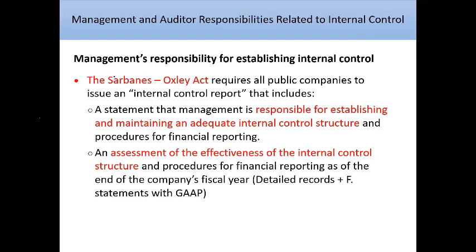Okay. Then we move to the Sarbanes-Oxley Act. And we said before, what is the Sarbanes-Oxley Act? This is one of the most important acts or rules in USA, that is related to the internal control system and the corporate governance type. Actually, the Sarbanes-Oxley requires all public companies to issue an internal control report, as we said before. And they have to include in that report a statement that the management is responsible for establishing and maintaining adequate internal control structure and procedure for financial reporting.